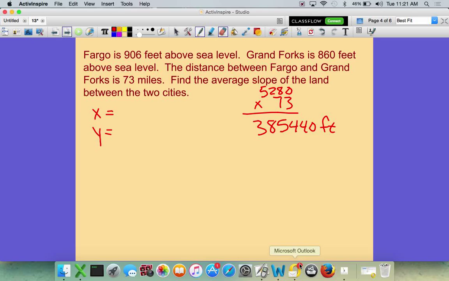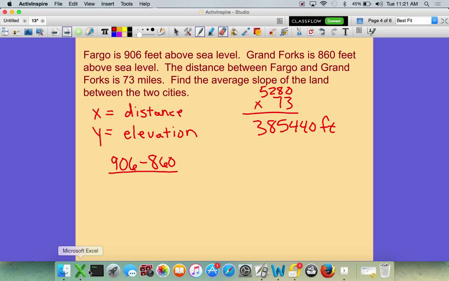All right, well, change in x, change in y. I'm going to say that x is the distance between the two cities, and then y is the elevation. Well, y for elevation, Fargo is 906, and Grand Forks is 860. That's easy to do. But how do you figure out the distance?